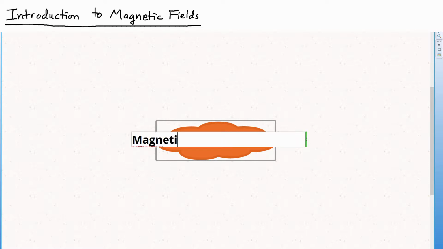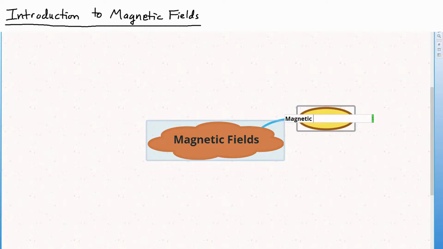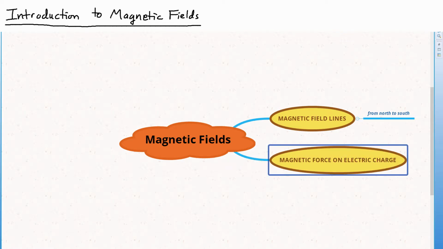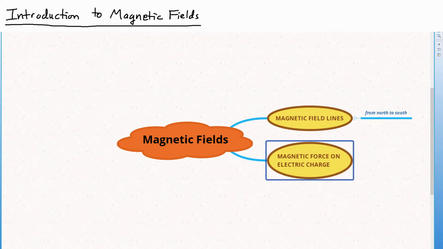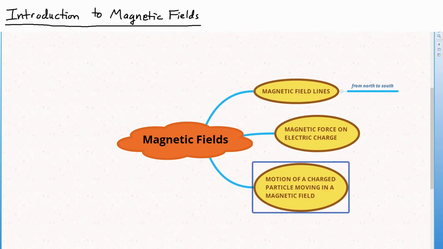So I'm going to focus on what's going to help you get better grades, and which actually has more to do with the magnetic force on an electric charge. So when talking about magnetic fields, first I'll just really quickly show you magnetic field lines. They go from north to south, but it's a very similar concept to electric fields. Then we're going to look at the magnetic force on an electric charge, and more specifically on the motion of a charged particle that's moving in a magnetic field.